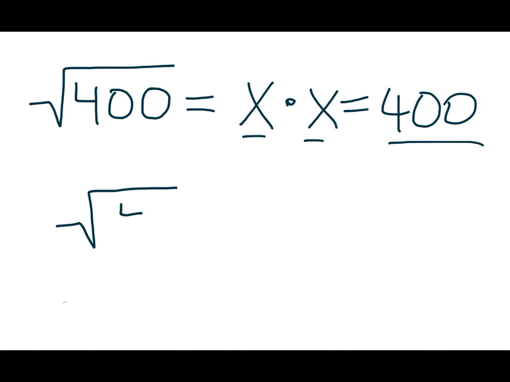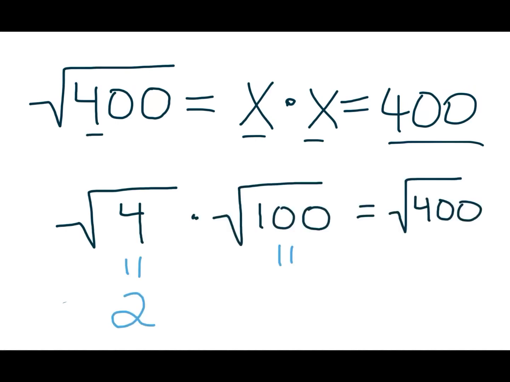Well, what is the square root of 4? Okay, it's 2. 2 times 2 equals 4. And what is the square root of 100? What times itself equals 100? 10. Okay, so the square root of 400 is 20.